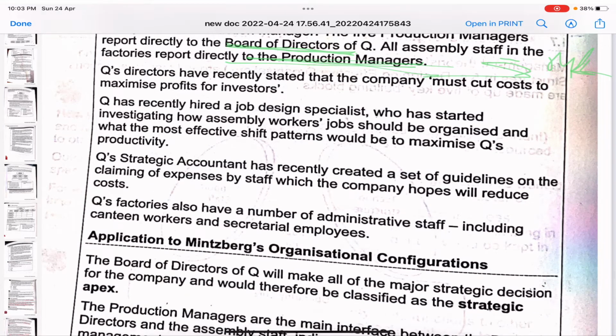Let's read it more. Q's directors have recently stated that the company must cut costs to maximize profits for investors. So this is a belief, or an advice, or a suggestion of the directors. So what is this? This is the ideology of the company. Ideology. Good.